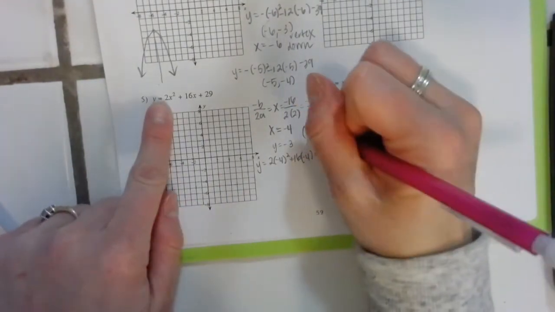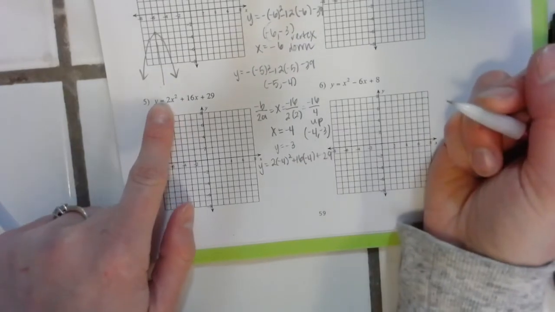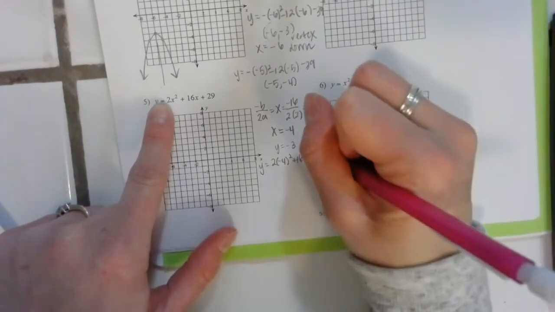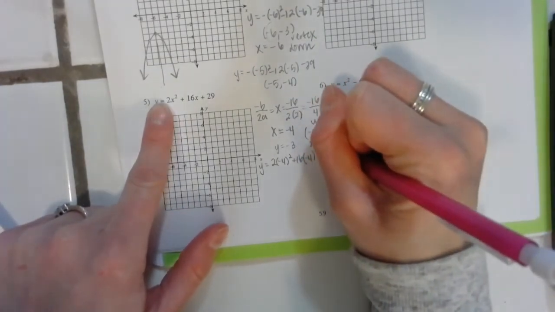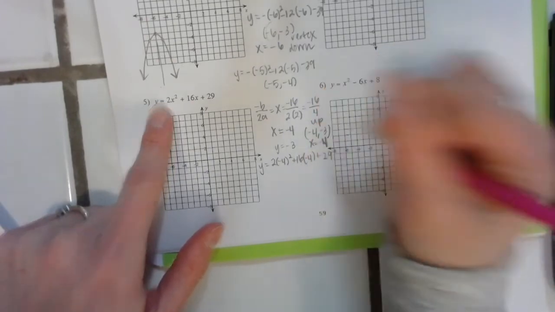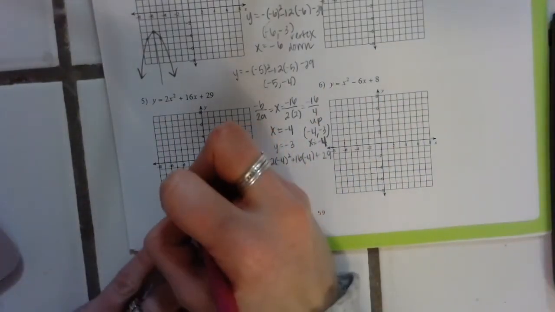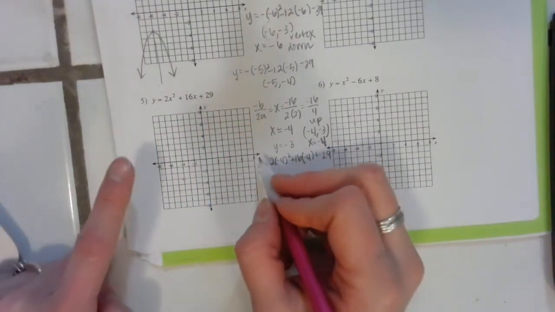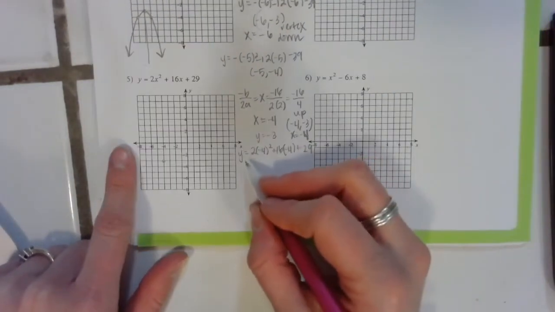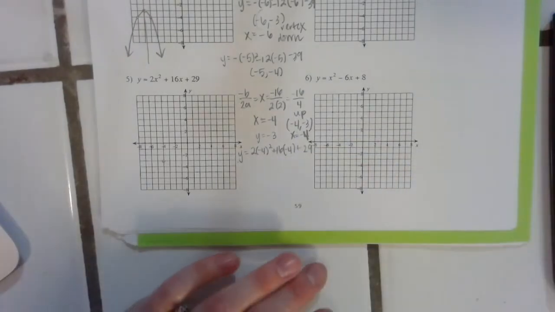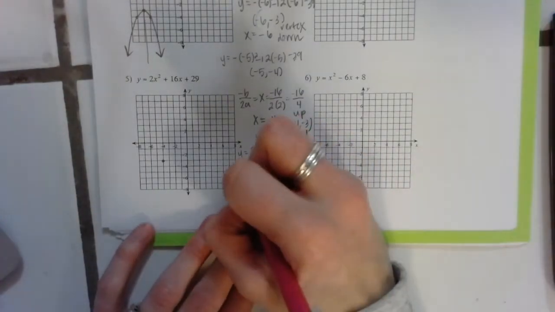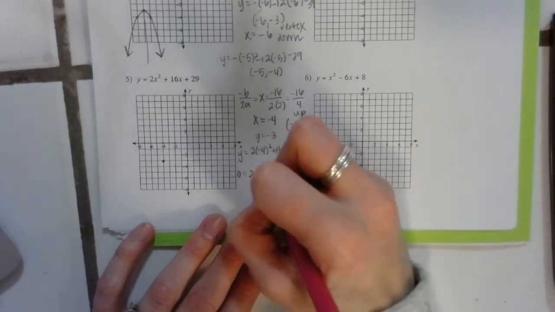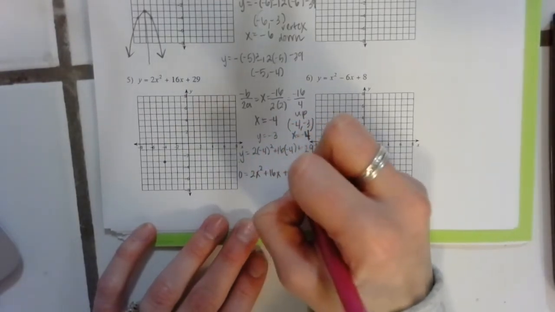Since this is positive, it's going to open up. And my axis of symmetry is at x equals negative 4. Okay, so negative 4, negative 1, 2, 3. And it opens up so I know it crosses my x-axis. So since I know it crosses my x-axis, I'm going to set my y equal to 0. Okay, so I have 0 equals 2x squared plus 16x plus 29.